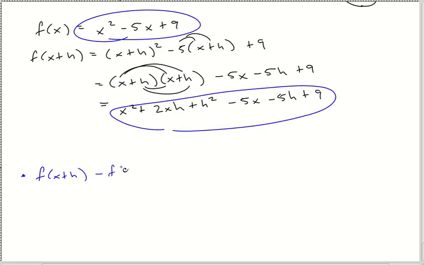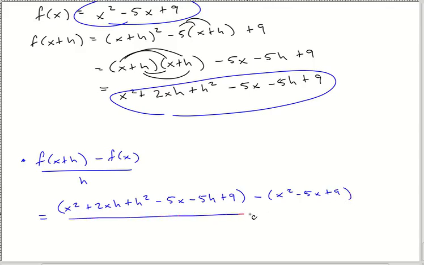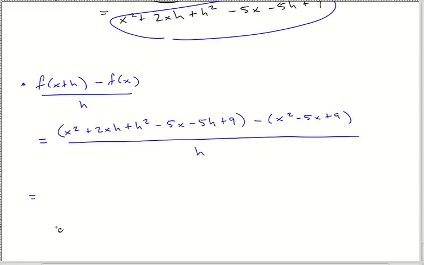So here we go. Get some room. x squared plus 2xh plus h squared minus 5x minus 5h plus the 9. All this minus, and then I got the x squared minus 5x plus the 9. Then all of this divided by h. Are you excited for calculus yet? No.